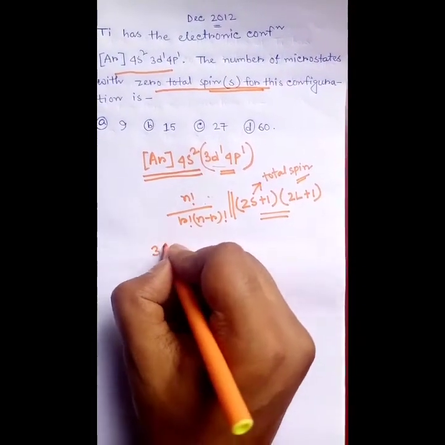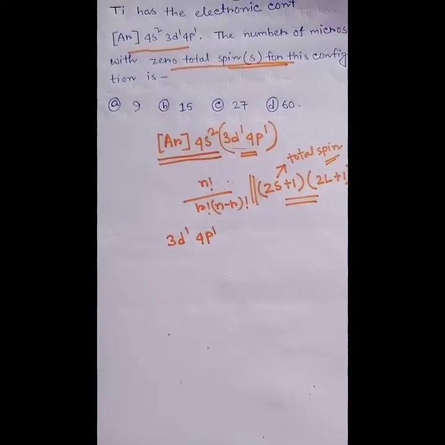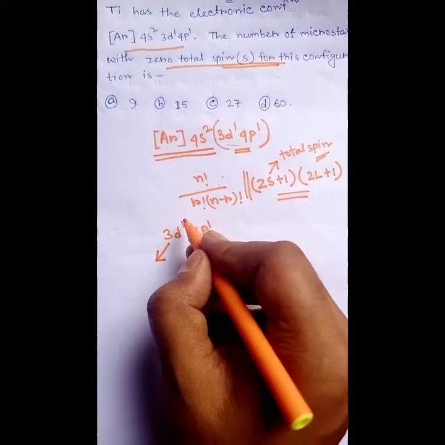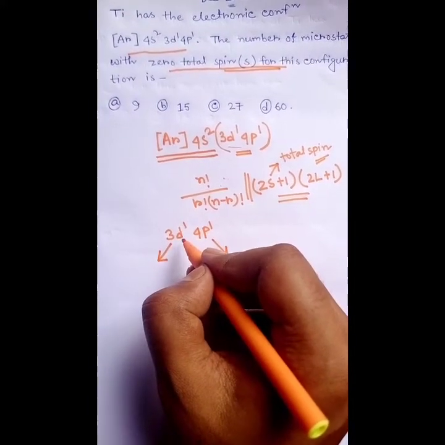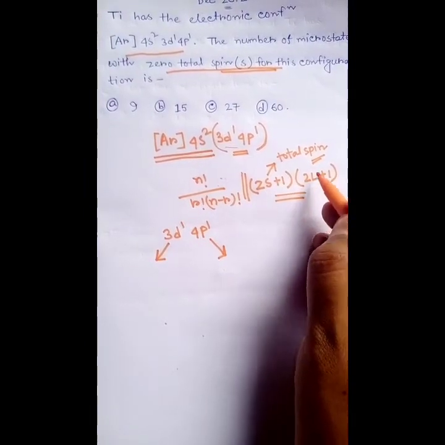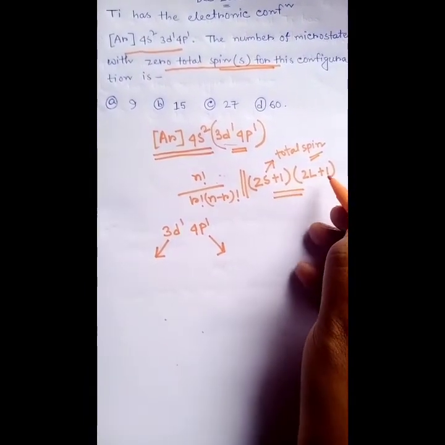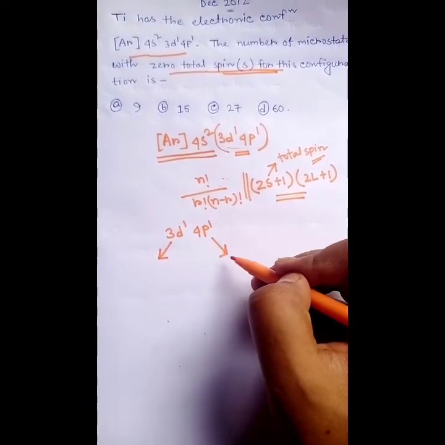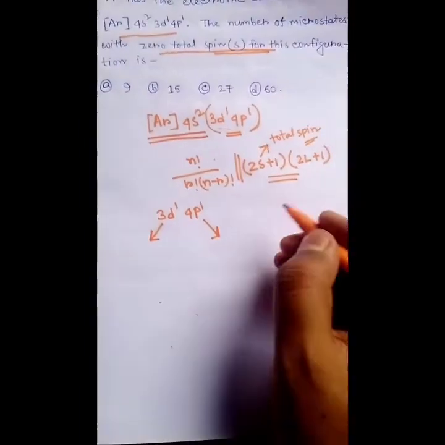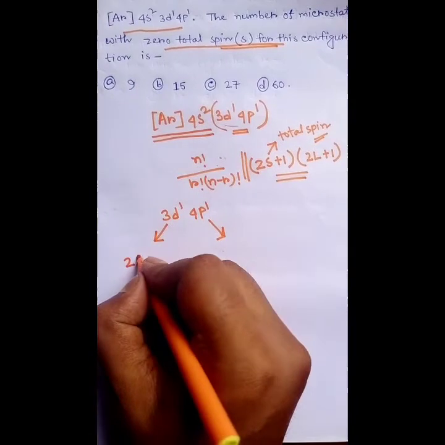So the 3d1 and 4p1 part we need to consider, the remaining part we don't need to consider. For 3d1 we will calculate the value of (2S+1) and (2L+1), as we are using these equations. As well as we will calculate the (2S+1) into (2L+1) value for 4p1, and then we will multiply them.